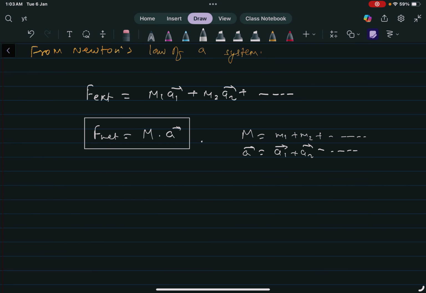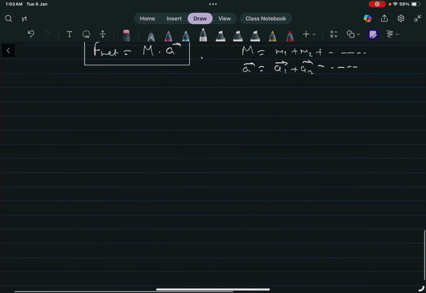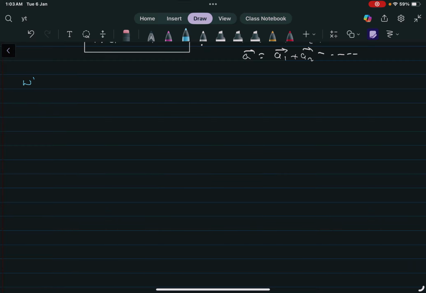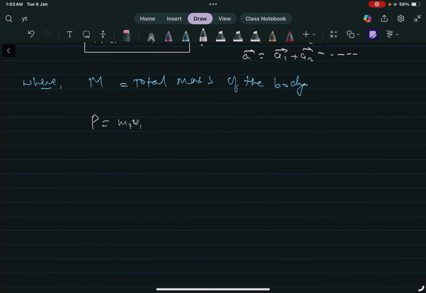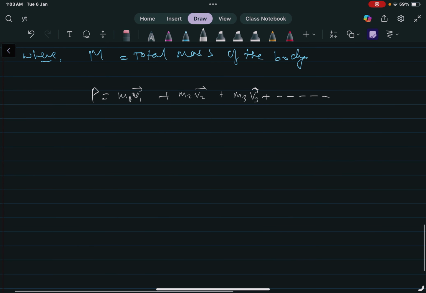Okay, these are the two parts. Understood? Now in this part, we can see that capital M is the total mass of the body, the sum of all masses. So we can say that P is m1 v1 plus m2 v2 plus m3 v3 plus this. So P is equal to M into v vector.